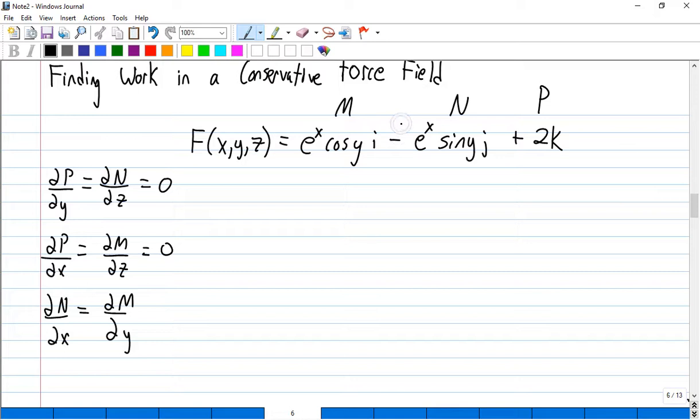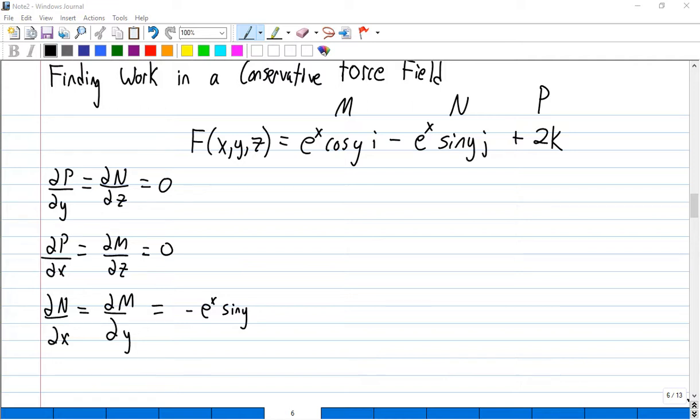Partial derivative of N with respect to X. So it's just negative e to the X sine Y. So negative e to the X sine Y. What about the partial derivative of M with respect to Y? What's the derivative of cosine Y? Negative sine Y. Oh, well, guess what? That's the same term. All right, so we know that it is conservative.